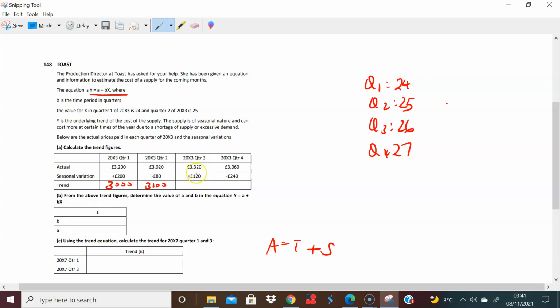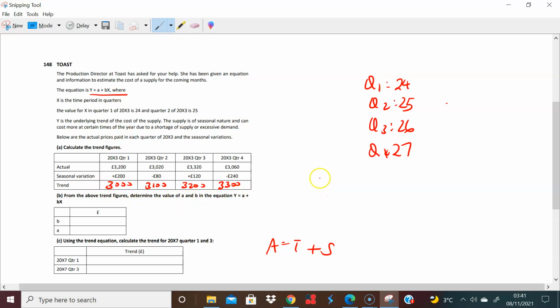Here we're saying that the actual is above the trend by 120. So I'm going to bring this down, and that's 3,200. And here I'm saying that the actual is 240 below the trend. So this takes us to 3,300. So I can already see something playing out, can't I? See a nice trend there. So the question says, from this trend, find the value of A and B.